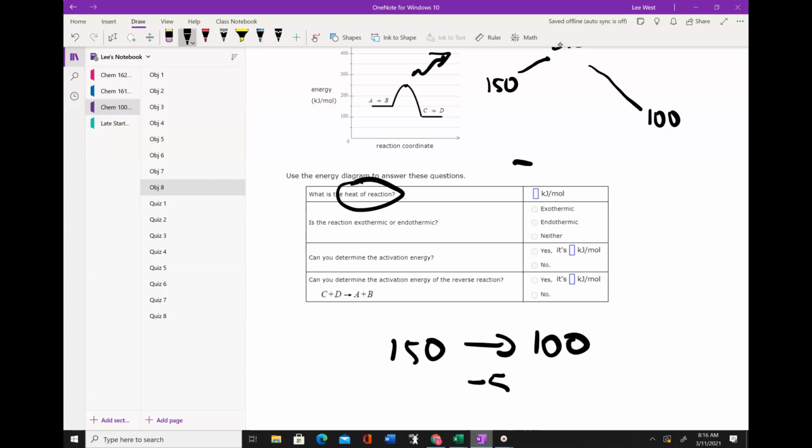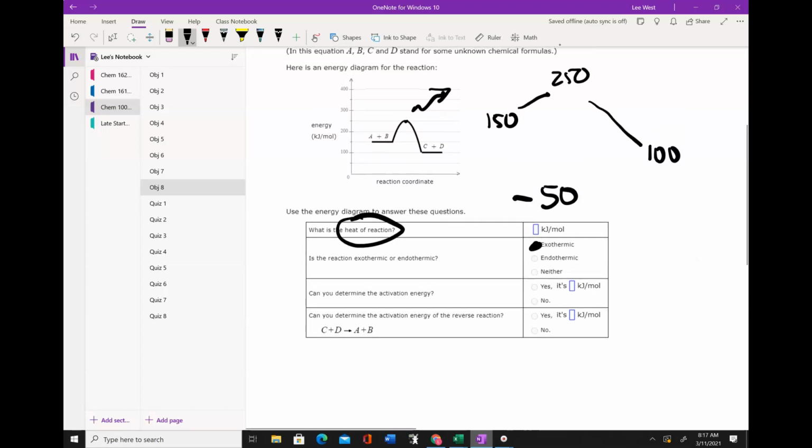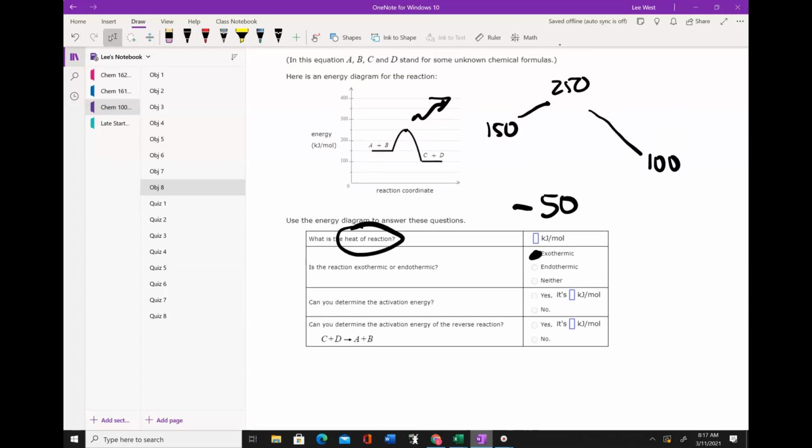So that means that 50 kilojoules was lost. Okay, so the heat of this reaction is negative 50 kilojoules per mole. So reactions that lose energy are referred to as exothermic. So exothermic reactions always have a negative heat of reaction. So can we determine the activation energy?